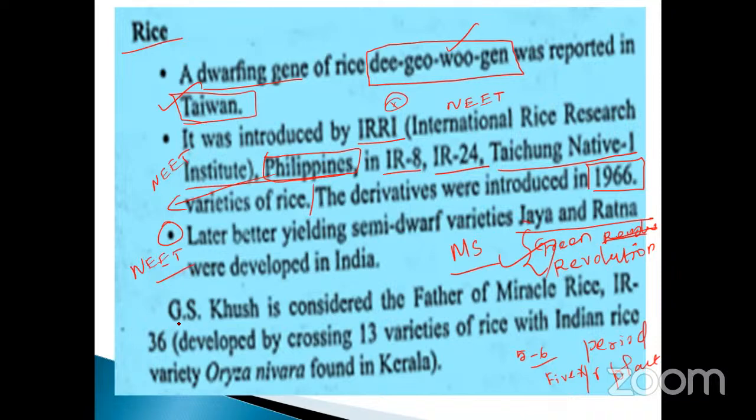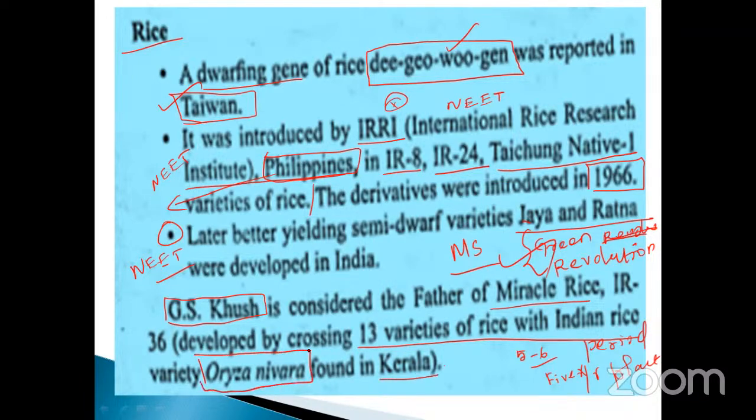And see here, G.S. Khush is considered the father of miracle rice. Don't forget. Who is the scientist? G.S. Khush. Just imagine, Khush is considered the father of miracle rice. IR36 was developed by crossing 13 varieties of rice within India. Rice variety Oryza nivara found in Kerala.